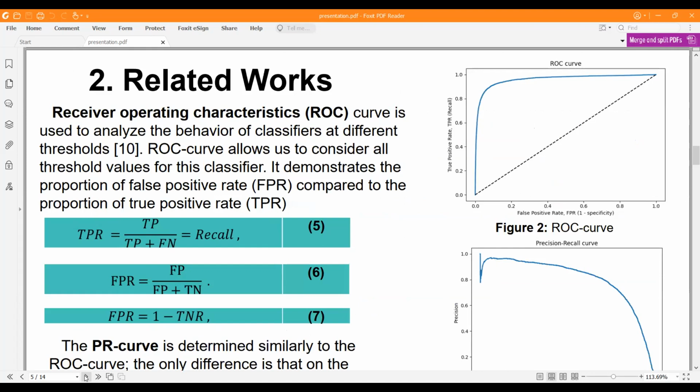The receiver operating characteristic, or ROC curve, is used to analyze the behavior of classifiers at different thresholds. It demonstrates the proportion of the false positive rate compared to the proportion of the true positive rate. See figure two. The scalar indicator that allows us to compare classifiers is the value of the area under the curve. A perfect classifier will have an area under the ROC curve equal to 1, while a random classifier will have an area of 0.5. The precision-recall curve determines the sensitivity to the ratio of classes. If the positive class is significantly smaller, the ROC curve may not provide an adequate estimate of the algorithm quality. The criterion of the quality of the family of algorithms is the area under the PR curve.